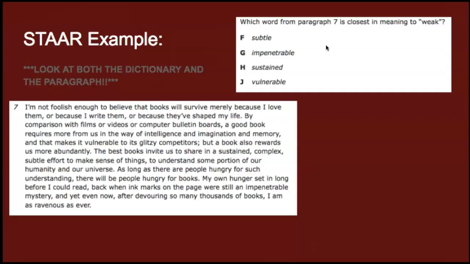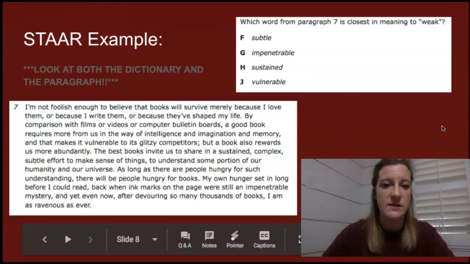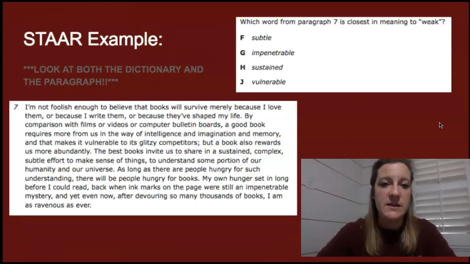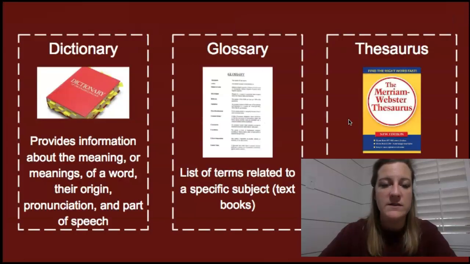Let's look at a STAAR example of this standard. The question is asking which word from paragraph 7 is closest in meaning to the word weak. Already, by reading this question, we understand closest in meaning, so we're looking for a synonym to the word weak. If we go back to this last page, which of the three is going to give us words that mean the same as something else? If we absolutely needed to use it, we could use a thesaurus to see if any of our answer choices match up to the word weak.